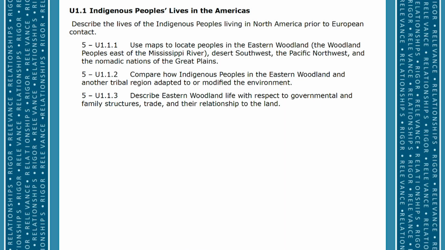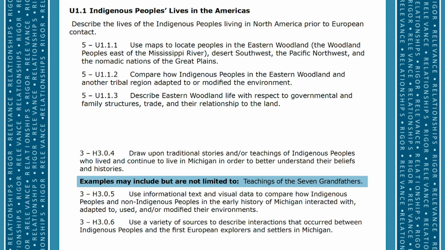For example, we see changes in terminology at the 5th grade level. Instead of using the term Native Americans, we use the term Indigenous peoples. And we've kept that consistent throughout all of the standards. So for example, in 3rd grade, Indigenous peoples is used as well. Those are most of the significant changes.